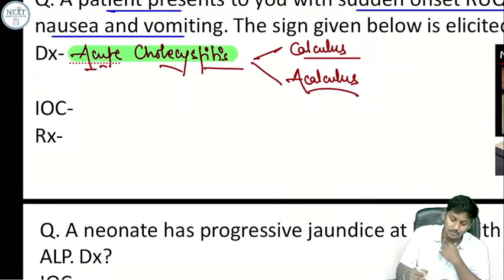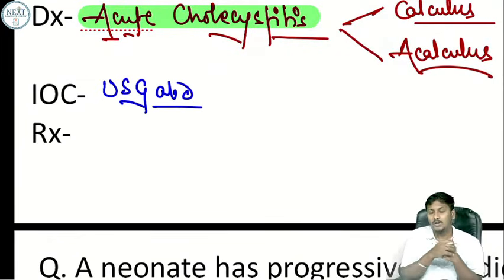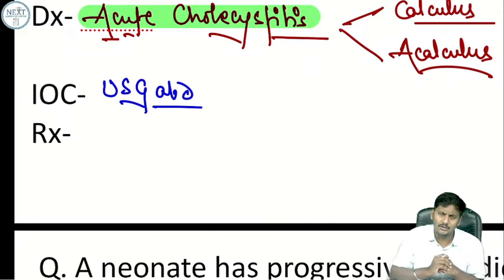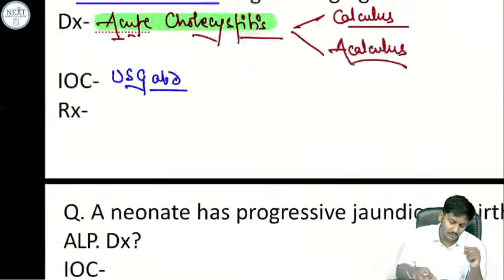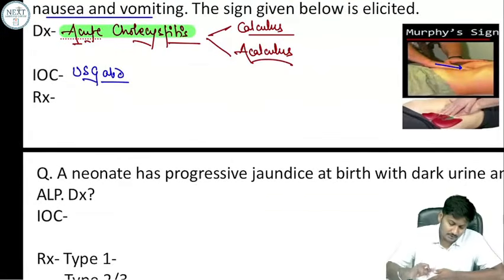Investigation of choice. We know, beta, for acute cholecystitis, the investigation of choice is nothing else but an ultrasound abdomen. Even in adults. Okay? So in adults, for acute cholecystitis, the diagnosis can be easily made just with an ultrasound abdomen, beta. That is important to be remembered. Clear?